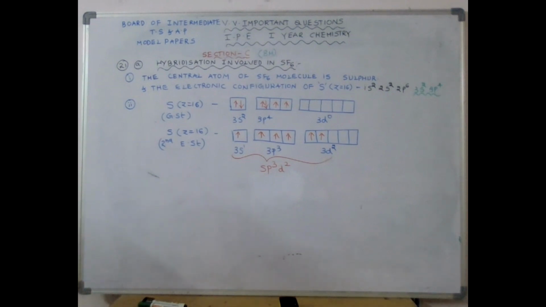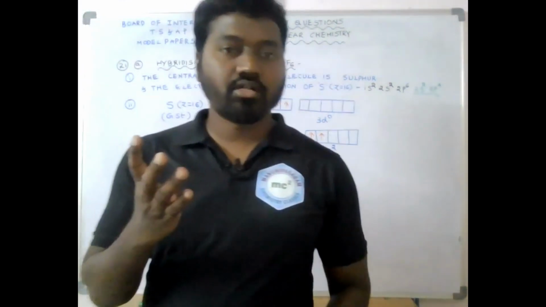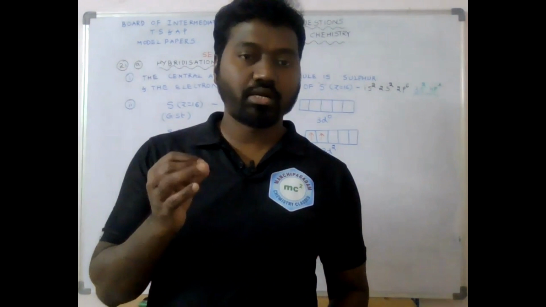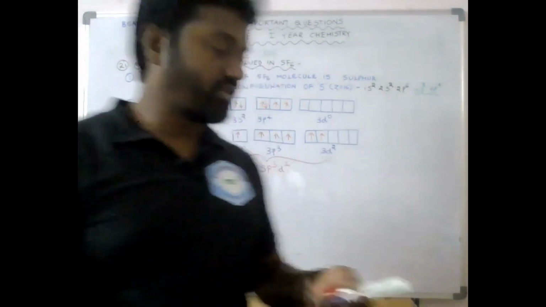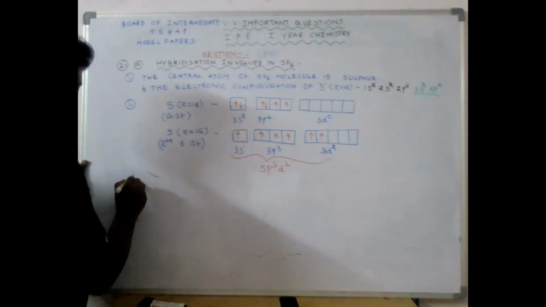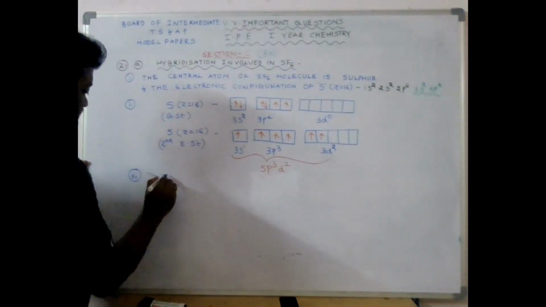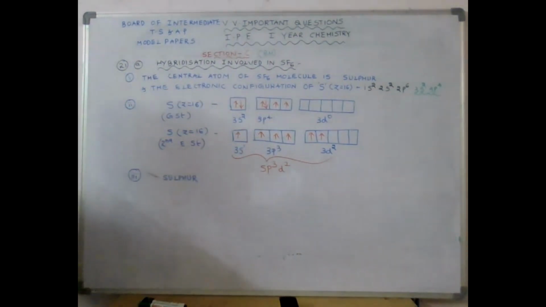So sp3d2 hybridization means how many orbitals will form? Yes, 1s orbital, 3p orbitals, 2d orbitals. Total 6 are there. 6 sp3d2 hybrid orbitals it will form. Okay, so the next point: the central atom is sulfur only.